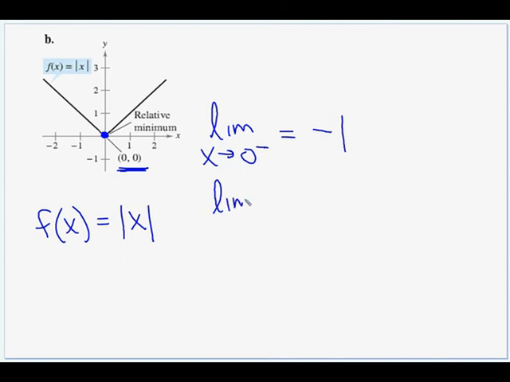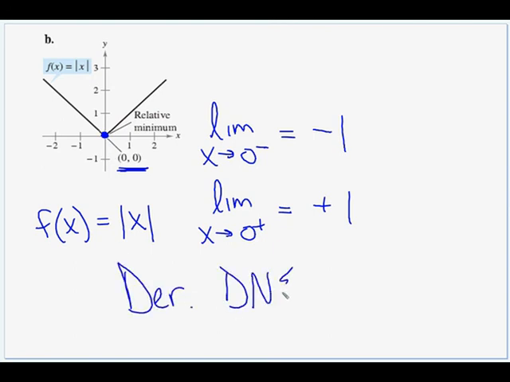If we look from the other side, the limit, as x is approaching 0 from the positive side, over on this side, we have a positive slope. Here the slope is +1. So the derivative from the left is different from the derivative from the right, and therefore the derivative does not exist. Derivative DNE, does not exist, for this function at that point.